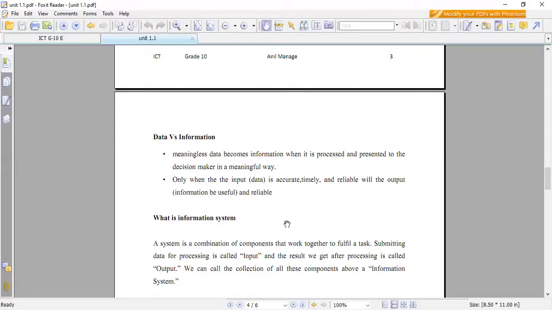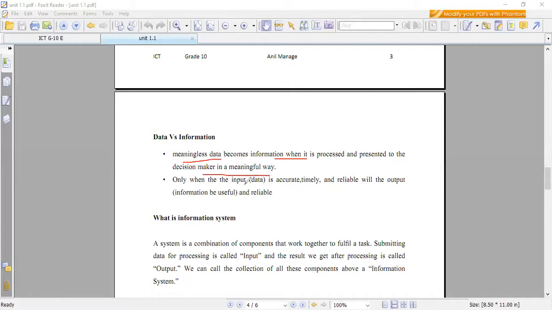Data versus information. Meaningless data, just numbers, becomes information when it is processed and presented to the decision maker in a meaningful way. Now, if I want to find out the highest marks or the rank, I have to process it properly. So the meaningless data was just numbers or marks. But after processing, I got the average. After taking the average, I am taking the decision: this one is the first, this one is the second, like that. So that is the meaningful way.